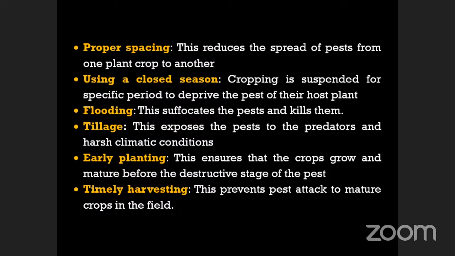Shania, you read at least the first 4. Proper spacing. This reduces the spread of pests from one plant crop to another. Using a closed season, cropping is suspended for a specific period to deprive the pests of their host plant. Flooding. This suffocates the pests and kills them. Tillage. This exposes the pests to the predators and harsh climatic conditions.